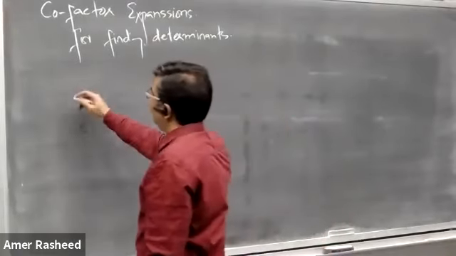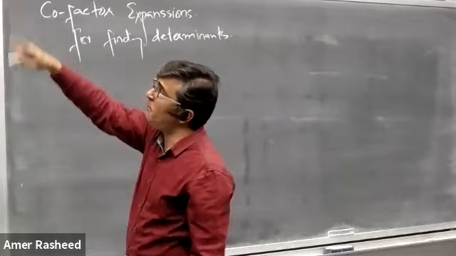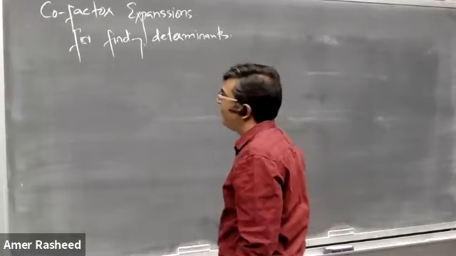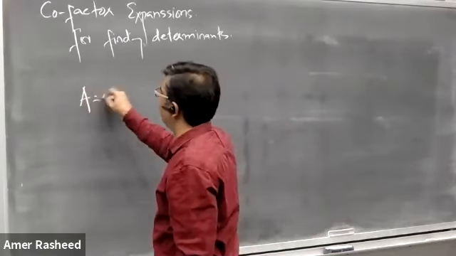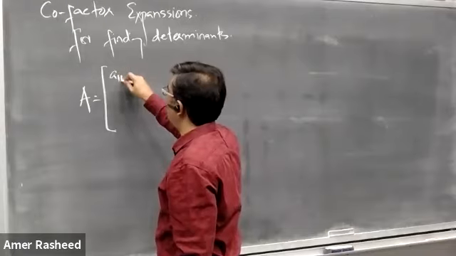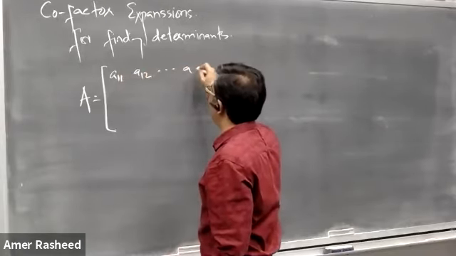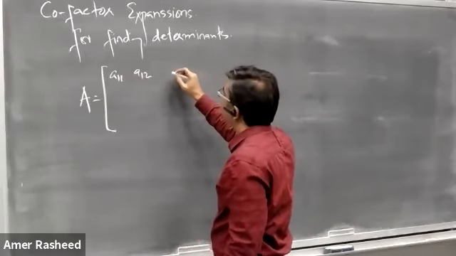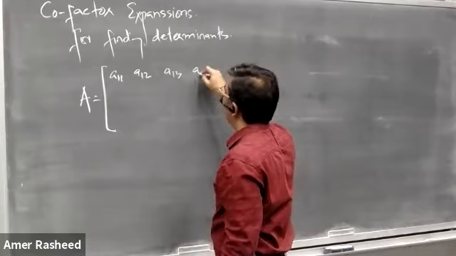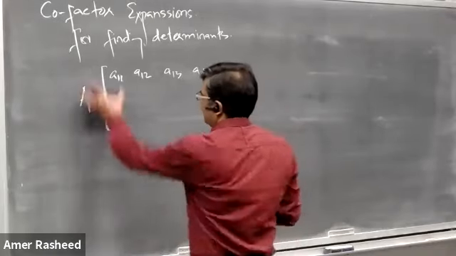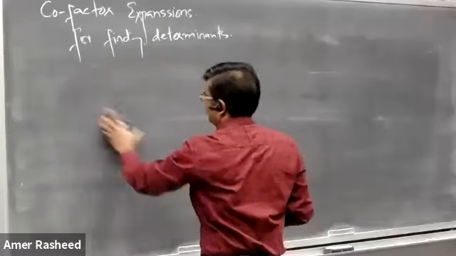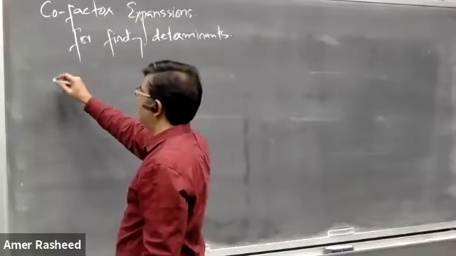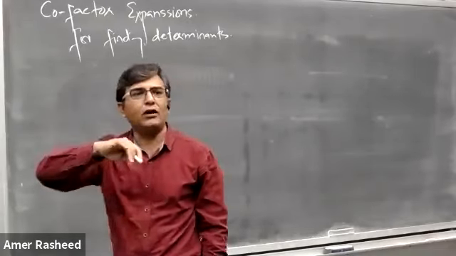Okay. So if you have the same matrix A, which we have written on the other board, a 4 cross 4 matrix, A11, A12, and so on, A13, A14. Okay, पहले हम इसकी general definitions देखते हैं. Cofactor expansions can be calculated along any row or any column.